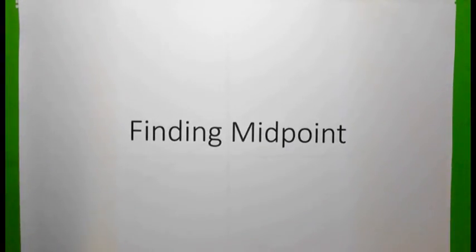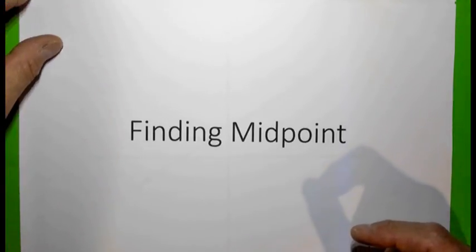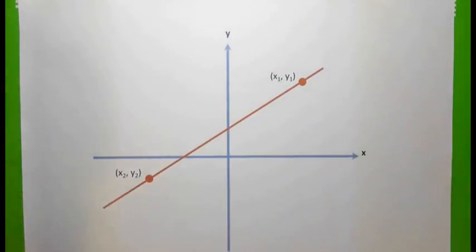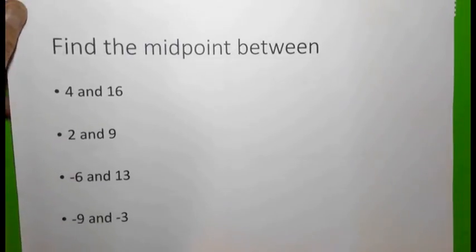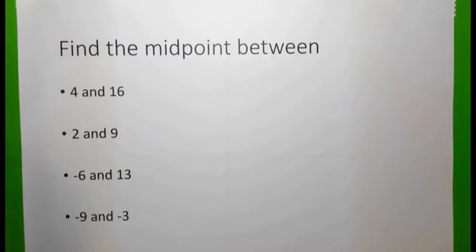Before we look at the procedure in finding midpoint for a linear graph, which is this, let's look at finding the midpoint between some numbers. First, let's look at 4 and 16, 2 and 9, minus 6 and 13, minus 9 and minus 3. How do we do it? The process is actually quite straightforward.